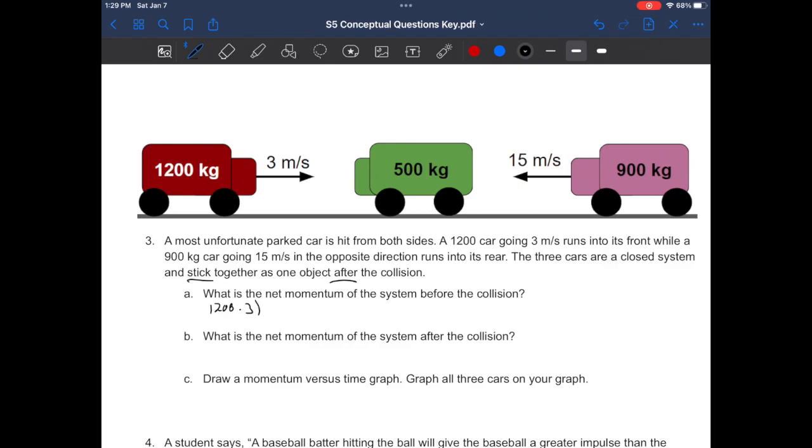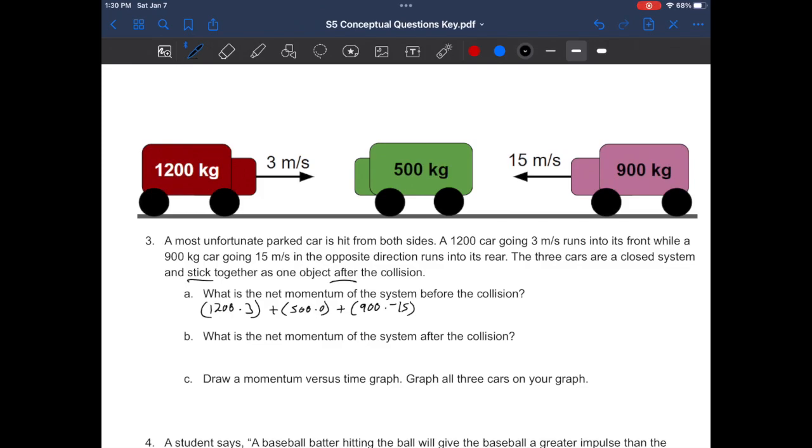Here we're just going to add up all the mass times velocity separately. You don't add up all the masses and then add up all the velocities and then multiply. You do mass times velocity plus mass times velocity plus mass times velocity. 1,200 times 3 plus 500 times 0 plus 900 times negative 15. Do not forget that negative. It is important. Direction is important. Velocity is a vector quantity. So we'll say 1,200 times 3 plus 900 times negative 15.